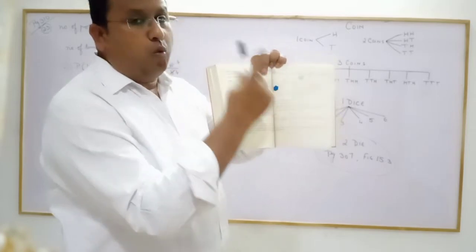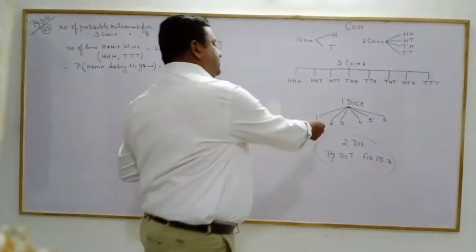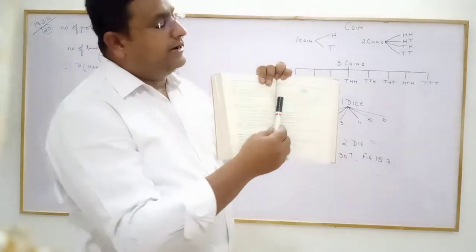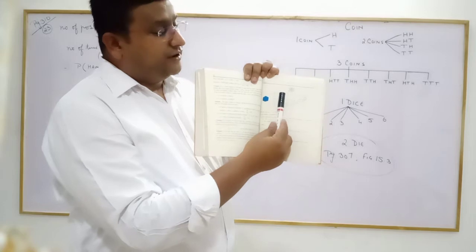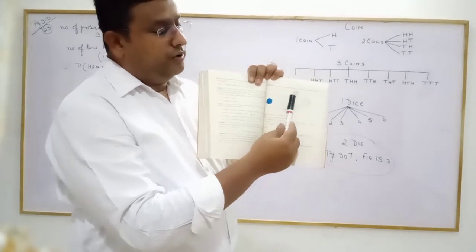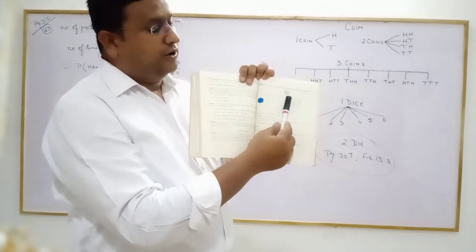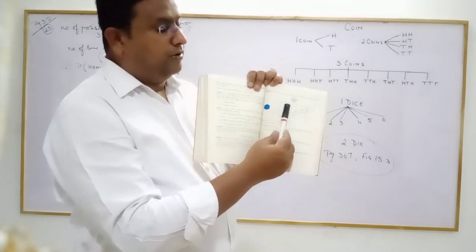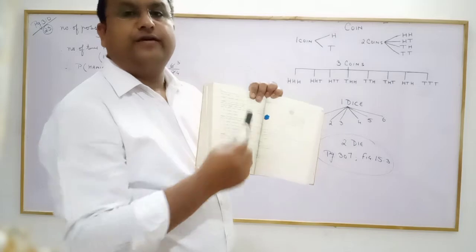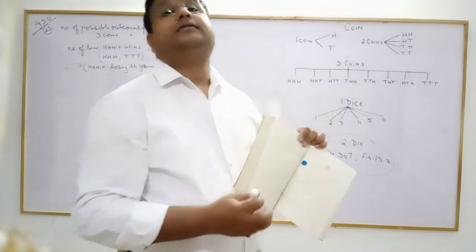When we have 1 die, there were 6 results. But when 2 dice are there, it is quite possible that both dice show 1, 1. In the first one you have 1, 1, then 1, 2, 1, 3, 1, 4, 1, 5, 1, 6. Can you see that? 2, 1, 2, 2, 2, 3, 2, 4, 2, 5. How many results? 36 results.